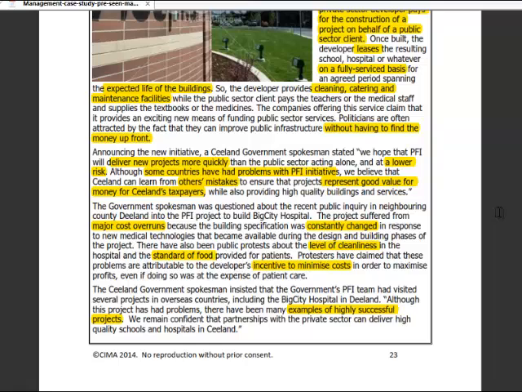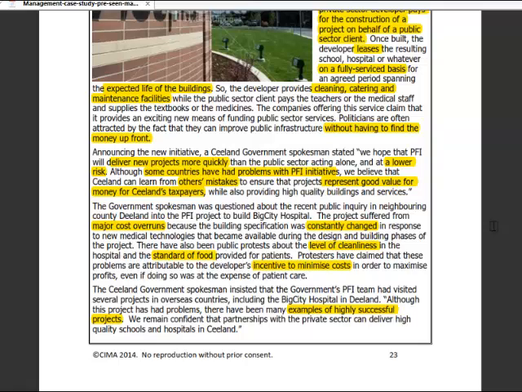So the spokesman was questioned about a public inquiry into a neighboring county about a big city hospital. The project suffered from major cost overruns. Building spec was constantly changing. Well, this is the scope creep. Again, if you don't have a scope that is particularly final, the cost of changing specification increases as time goes on. There have been public protests about the level of cleanliness and standard of food for patients, so now we have a construction company into the business of maintenance of a hospital and into the business of catering.